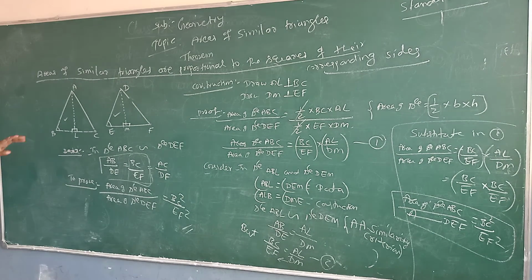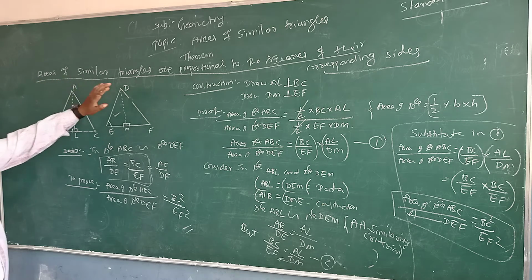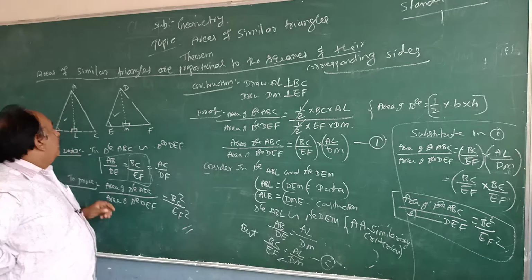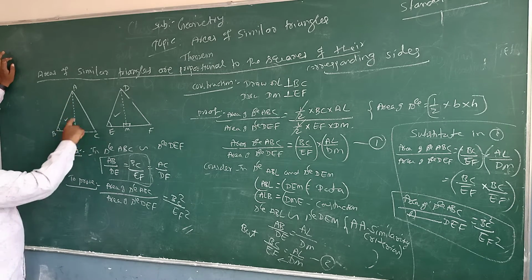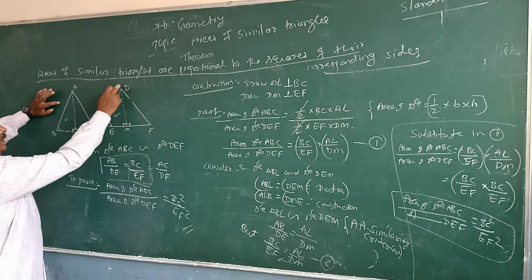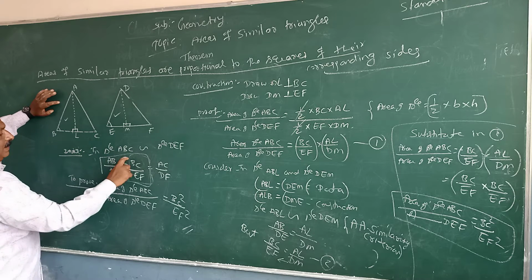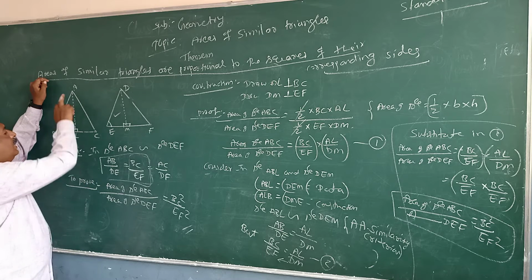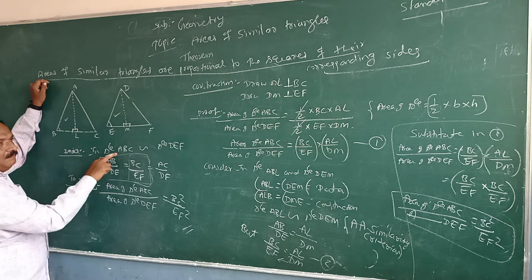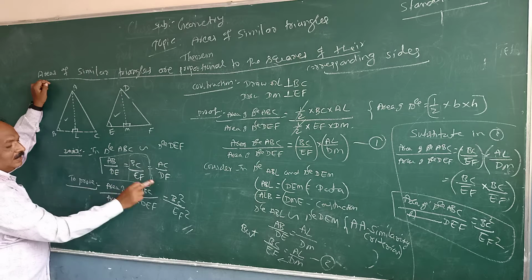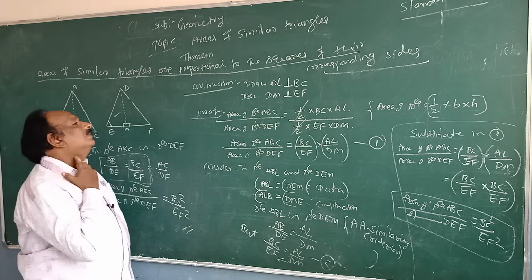So, I want to explain once again. Areas of similar triangles are proportional to the squares of their corresponding sides. Given triangle ABC is similar to triangle DEF. The meaning of the word similar is AB divided by DE is equal to BC divided by EF is equal to AC divided by DF. We are going to prove that area of triangle ABC by area of triangle DEF is equal to the corresponding sides BC square by EF square.